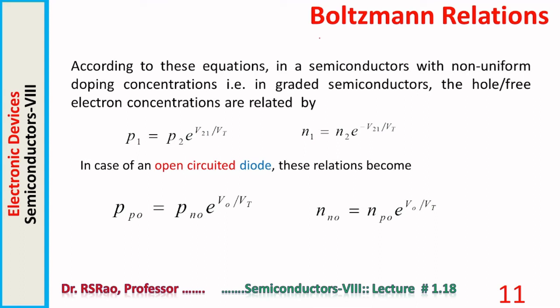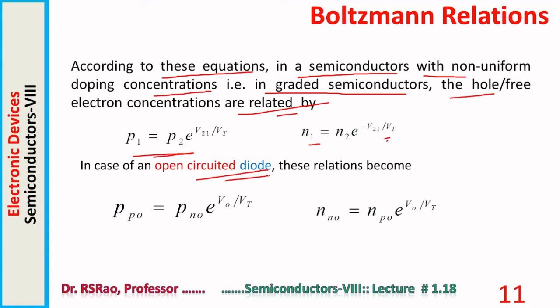With respect to these diagrams, let us see Boltzmann's relations. According to these equations, in semiconductors with non-uniform doping concentration, that is, in graded semiconductors, the hole or free electron concentrations are related by this formula. This is hole concentration, P1, P2. P1 equals P2 e power V21 by Vt. N1 is N2 e power minus V21 by Vt. In case of an open circuited diode, these relations become Pp0 equals Pn0 e power V0 by Vt, and Nn0 equals Np0 e power V0 by Vt.